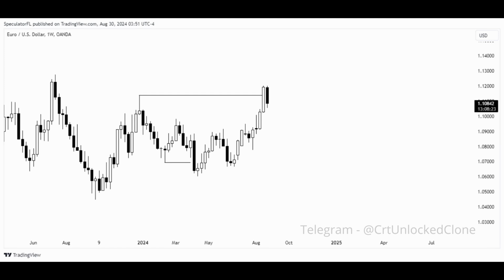So on the weekly time frame, you can see that we've been expecting this range high to be taken for the last few months, right? And now you can see that it finally has been taken, right? Now our objective is to determine what happens next after the drawn liquidity is reached, right?